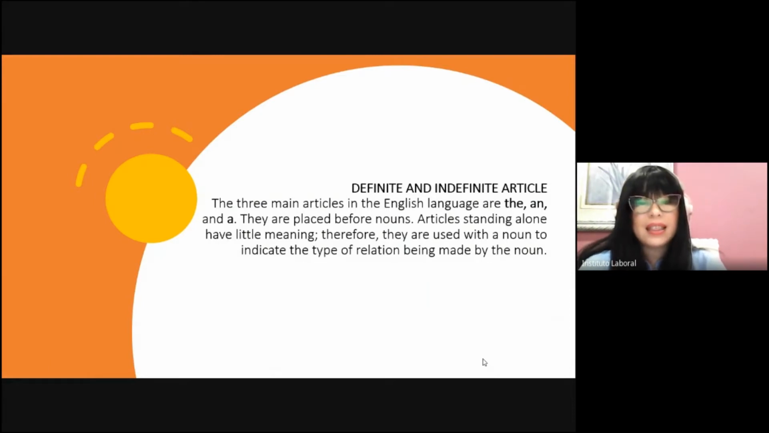The three main articles in English are the, a, and an. They are placed before nouns, and articles standing alone have little meaning. Therefore, they are used with a noun to indicate the type of reference being made by the noun. In today's class, we are going to learn how to use definite and indefinite articles in a sentence.